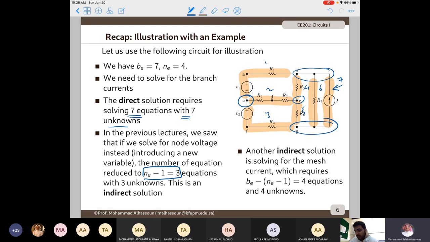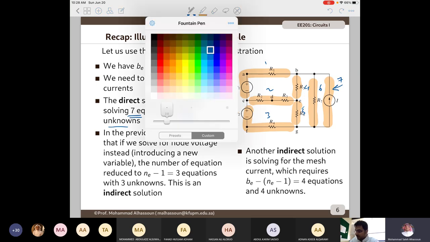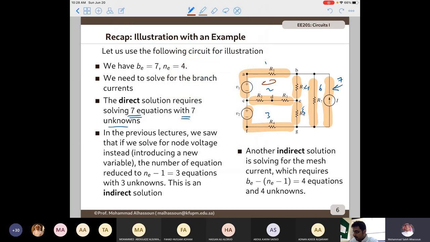In this lecture, we're going to use another technique. In this technique, instead of solving for the node voltage, I'm going to solve for the mesh current. So here I have, how many meshes? 1, 2, 3, 4. I have 4 meshes. So I want to solve for the current that's circulating in each mesh.